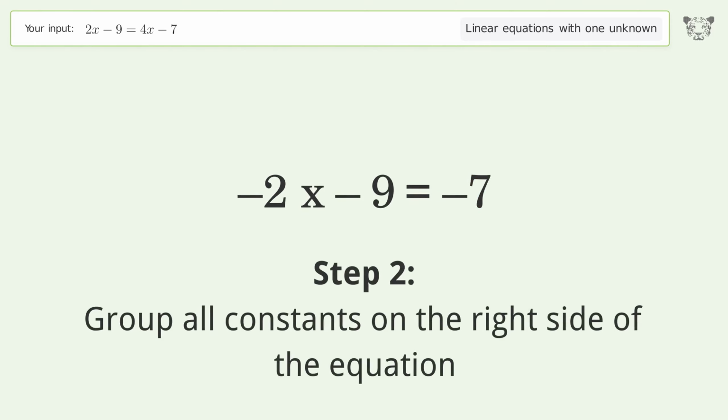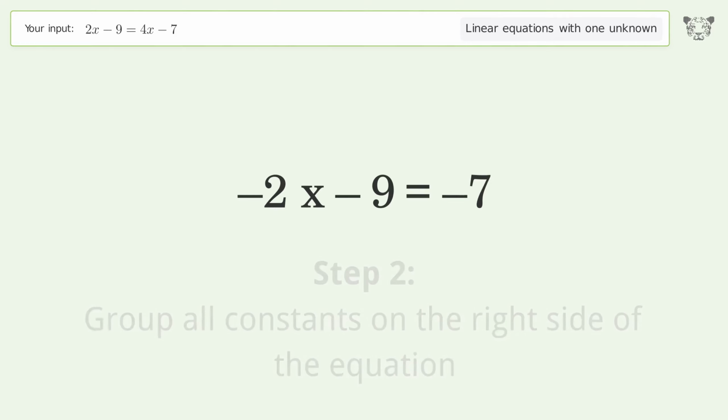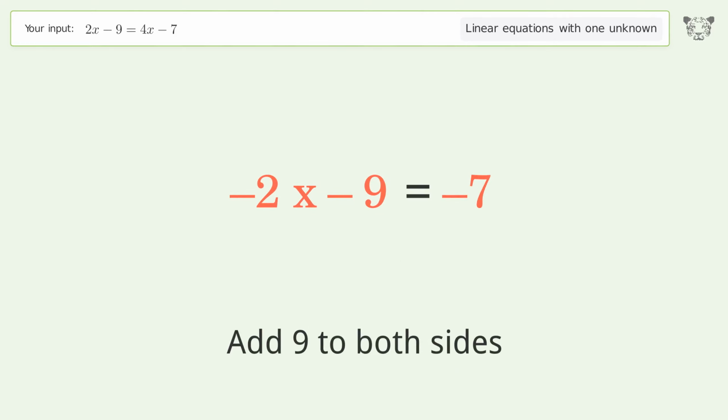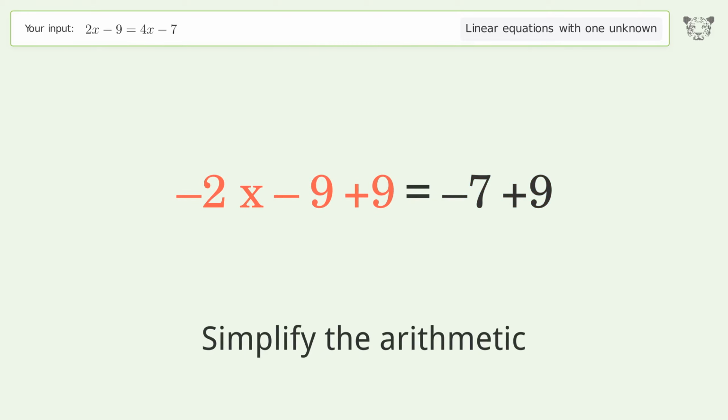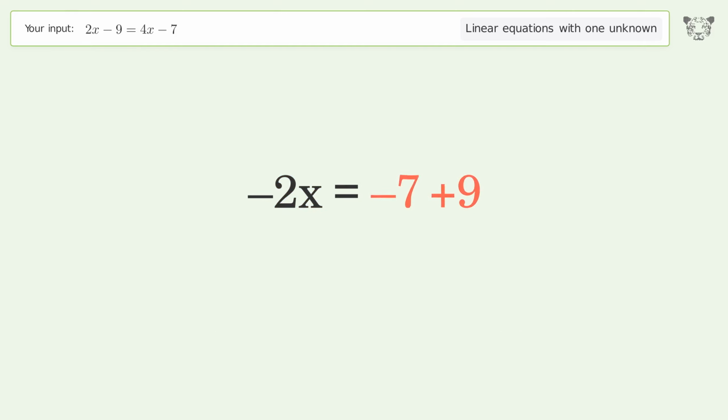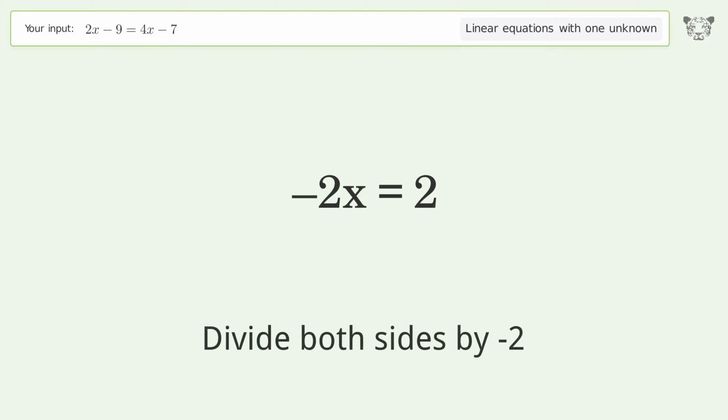Group all constants on the right side of the equation. Add 9 to both sides. Simplify the arithmetic. Isolate the x. Divide both sides by -2.